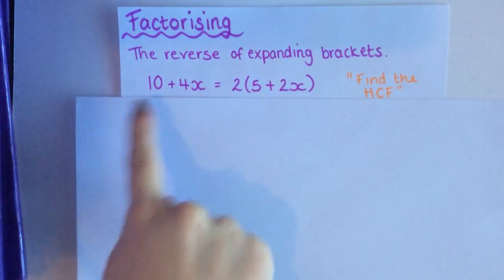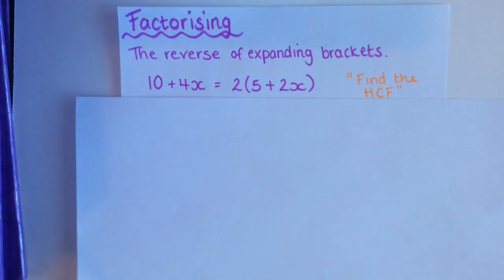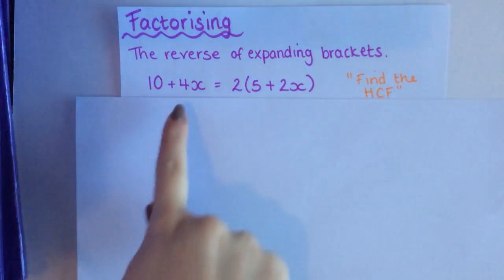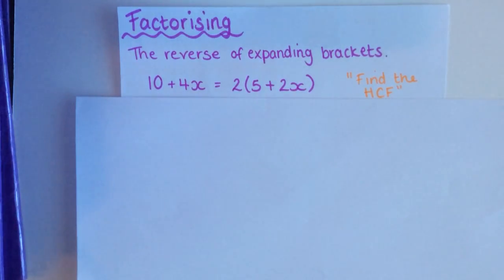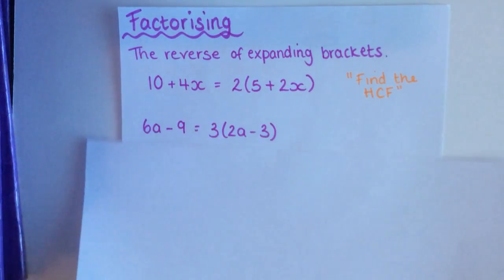Then what multiplies by 2 to give me 10, which would be 5. What do I need to multiply that 2 by to get positive 4x? I would need to multiply it by positive 2x.